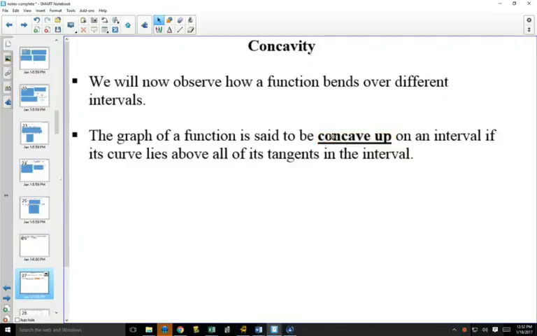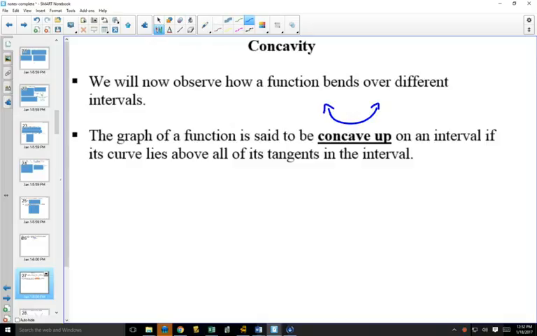And concavity is how a function is bending. Now, here is the official definition of concave up. It's concave up if it is above all of its tangents. Now, that is not an easy visual. I think concave up is easier to see as like a smiley face.